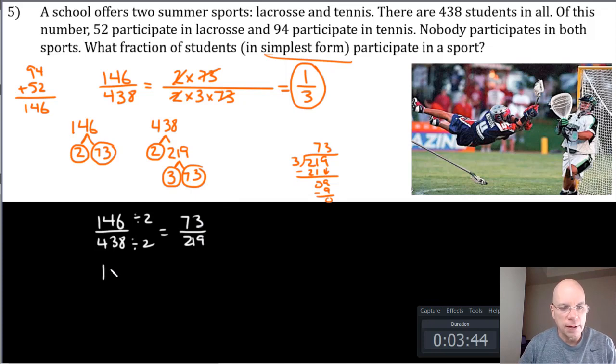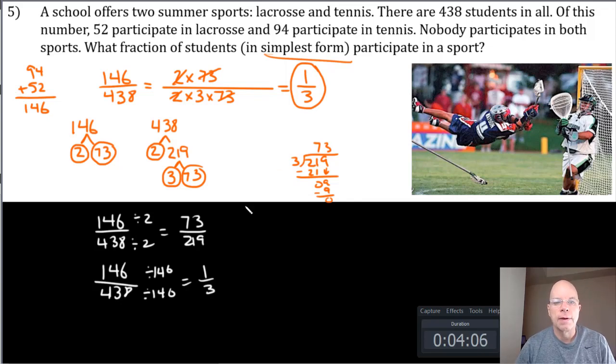We also could get there using this old method by first finding the GCF. So if I place these prime factors in a Venn diagram, I would have 2 times 73, or 146, in the intersection. And if I divide both by 146, then I get the 1/3 that we just found. So factoring the numerator and denominator can be a useful way to simplify fractions.